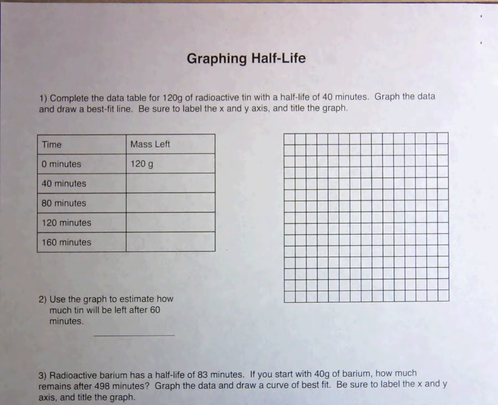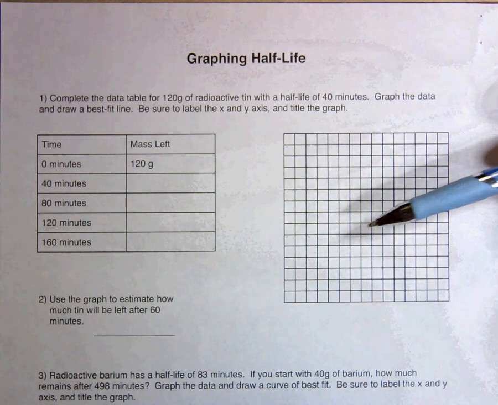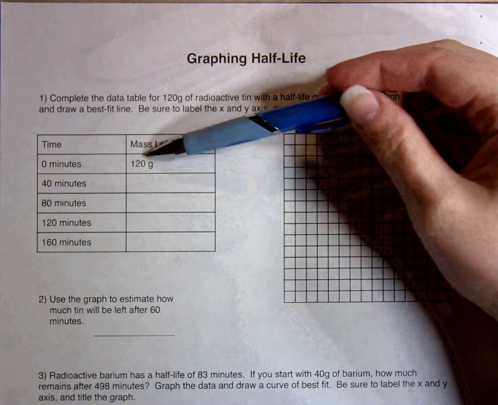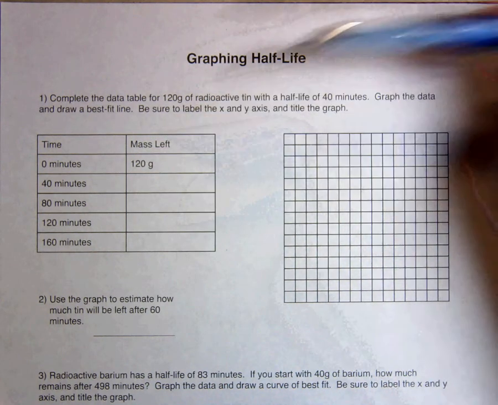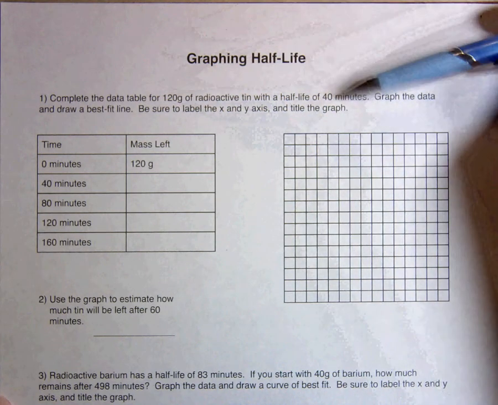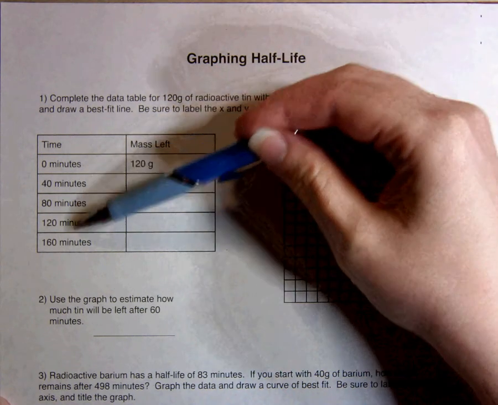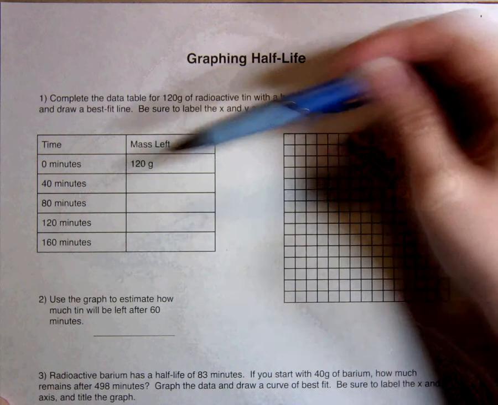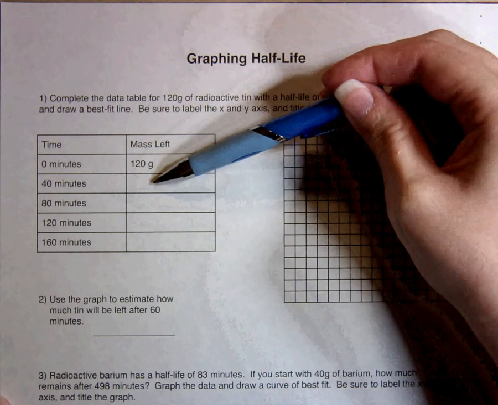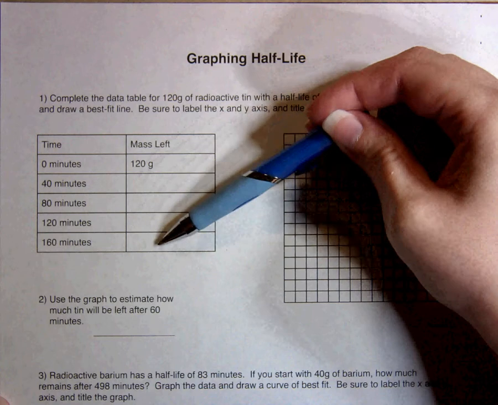Graphing half-life. For the two graphs on this worksheet, what you'll do is go ahead and fill in the data table. Since this is talking about a sample of a substance with a half-life of 40 minutes, you can see for every 40 minutes this is going to add up. And you started with 120 grams. After a half-life you'll have half of that, and so on. So go half all the way down.